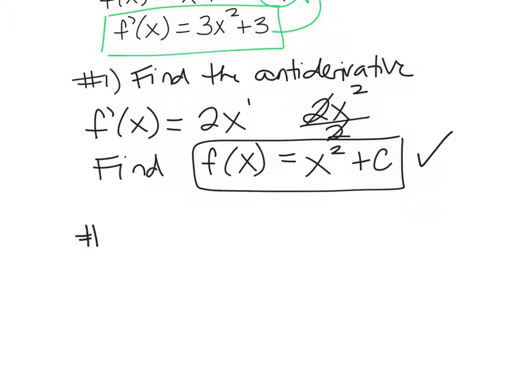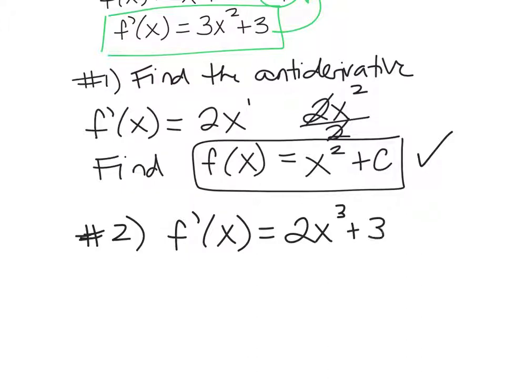All right, let's do another one. Number 2. You want a little harder one? Yeah. Okay, sounds great. Let's say that f prime of x equals 2x cubed plus 3x plus 5.